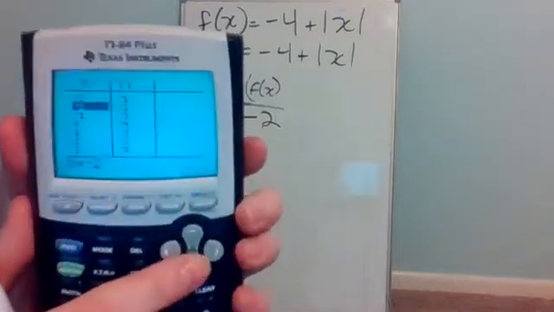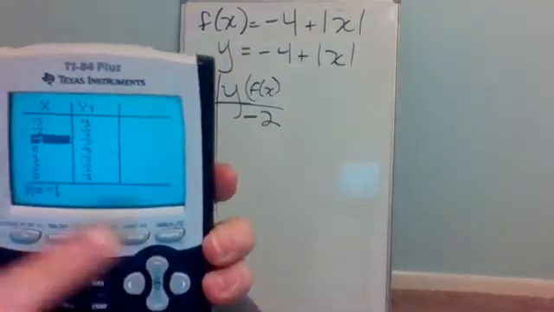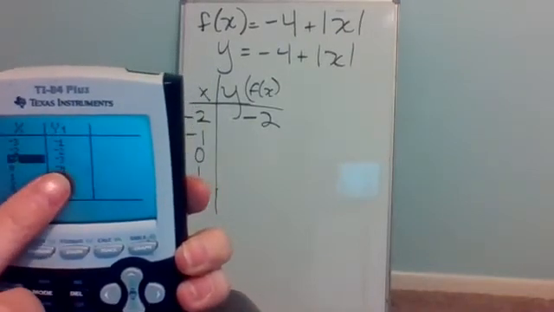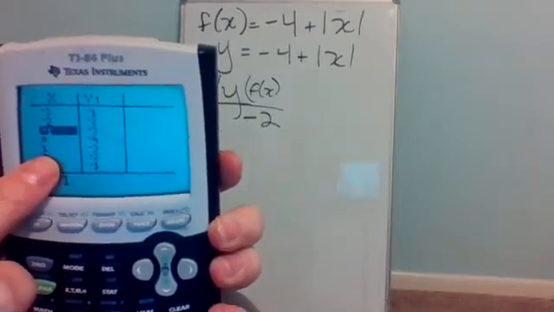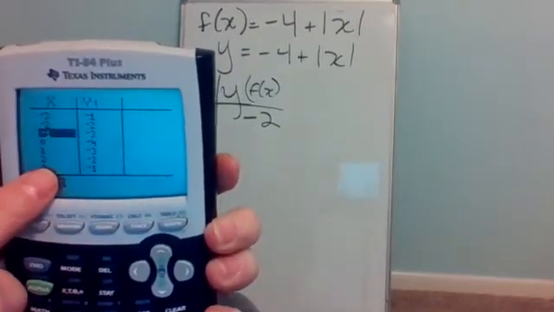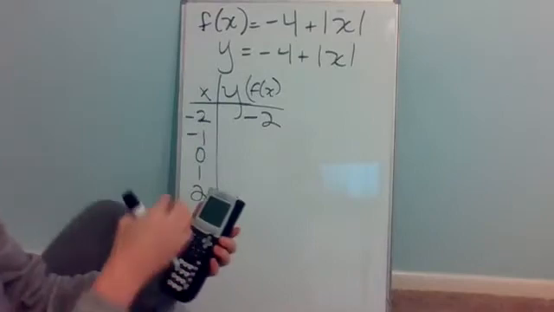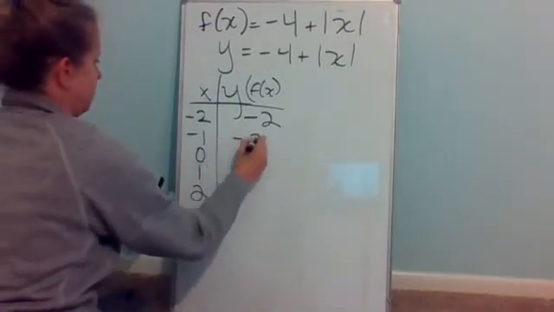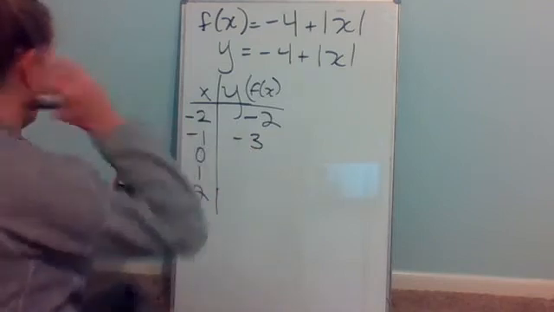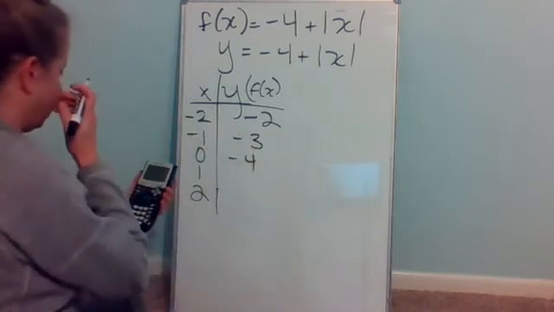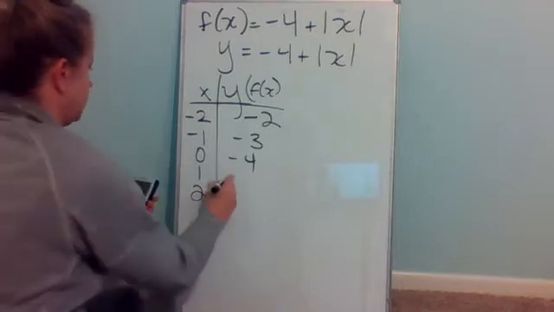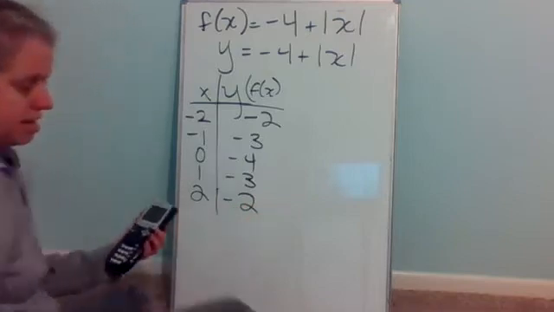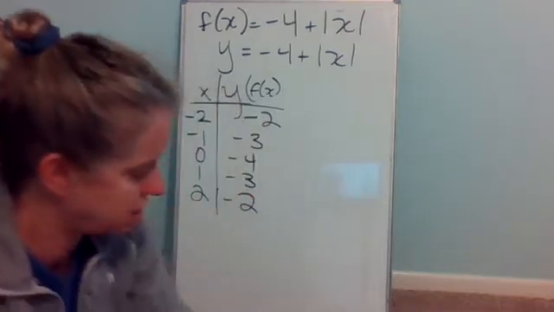X being -1. So again, I'm just going down that column. So -1 goes with -3. Then 0 will go with -4. +1 will go with -3. And +2 will go with -2. So I'm just filling out the rest of this chart. So -1 went with -3, 0 went with -4, 1 went with -3, 2 went with -2. So that fills out the rest of the chart.